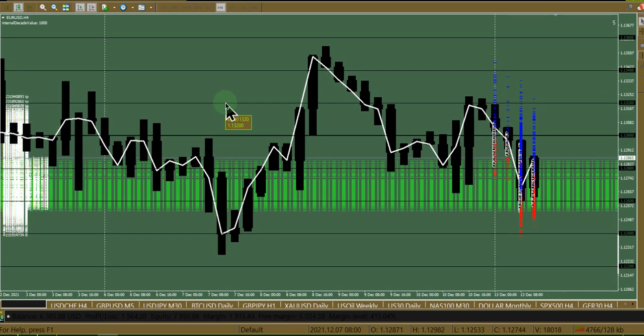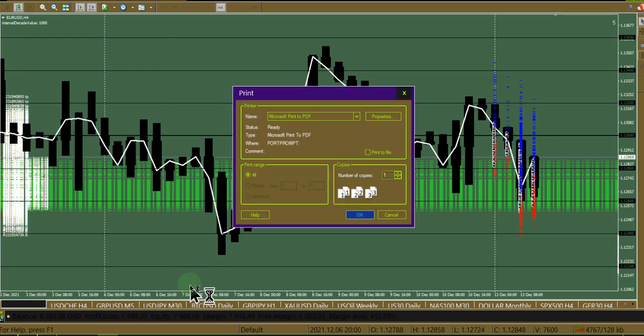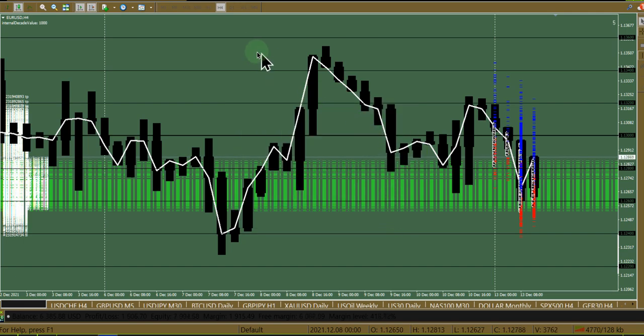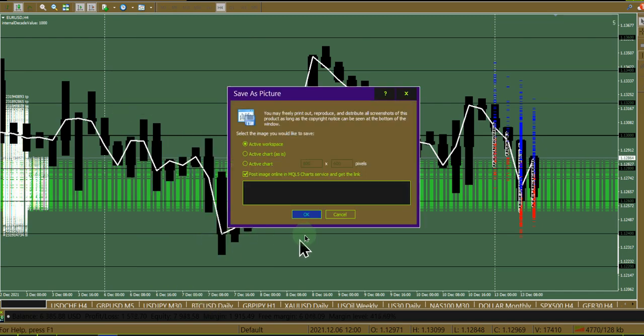If I save this image, the magic of MetaTrader is I can come up here and say print. I think I can print this to disk, or I can just do a screen capture of that. But there's a way to save the whole thing as an image. Save as picture, here you go. So here you can save this whole chart as a picture. You can send it to people and go, look at my trade I'm doing.